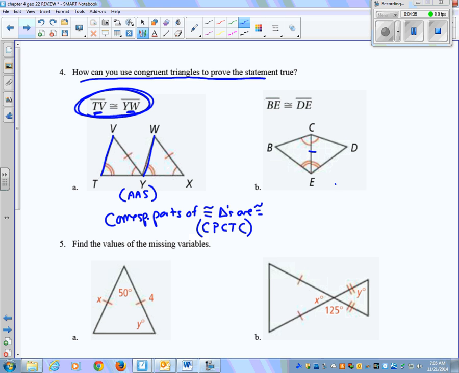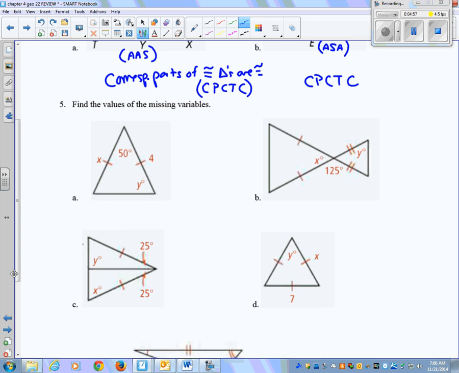By reflexive property, we could get these triangles are congruent by ASA. But the question is asking how could we get BE congruent to DE, which are two parts that aren't marked congruent yet. So again, it's going to be corresponding parts of congruent triangles are congruent.